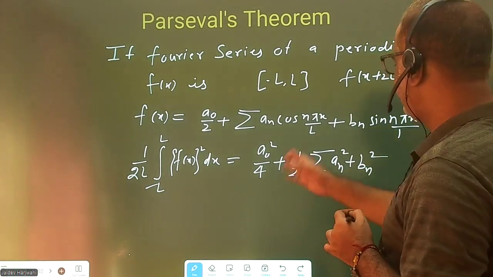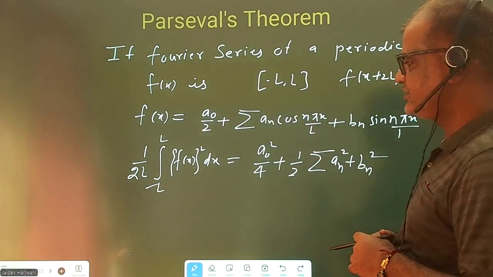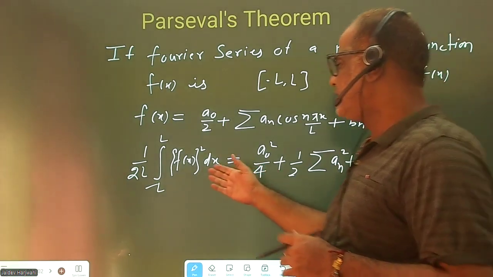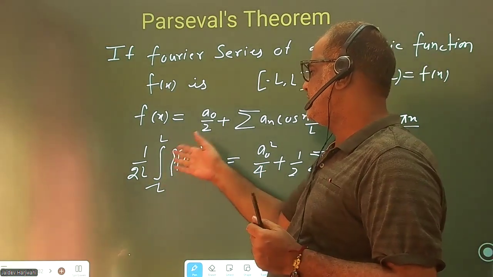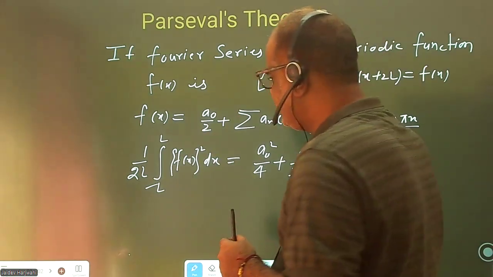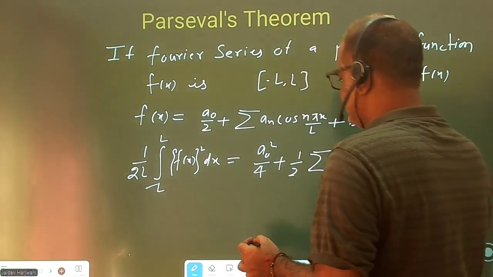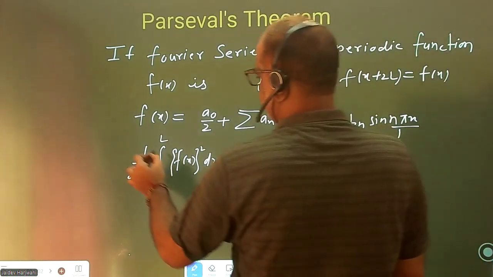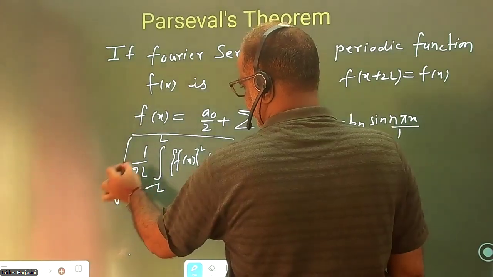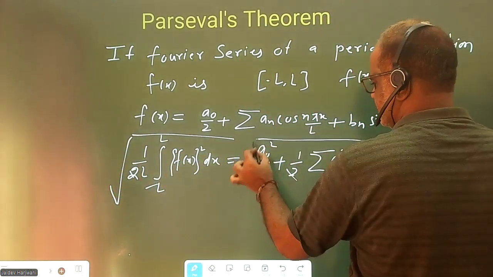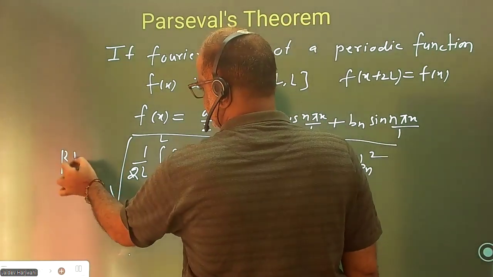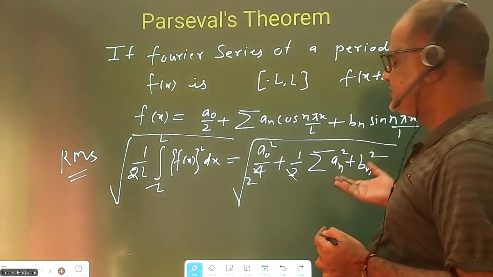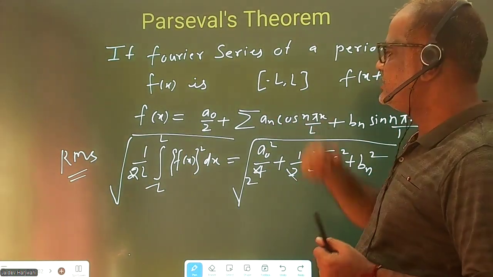Now, what are an, bn, a naught? They are the Fourier coefficients. So, if I know the Fourier series, I can immediately find the mean square of the function. And sometimes this 2 will not be there; the 2 will disappear, and you can also take the square root. So the RMS value of the function can be calculated by using this expression if I know the Fourier series of the function.